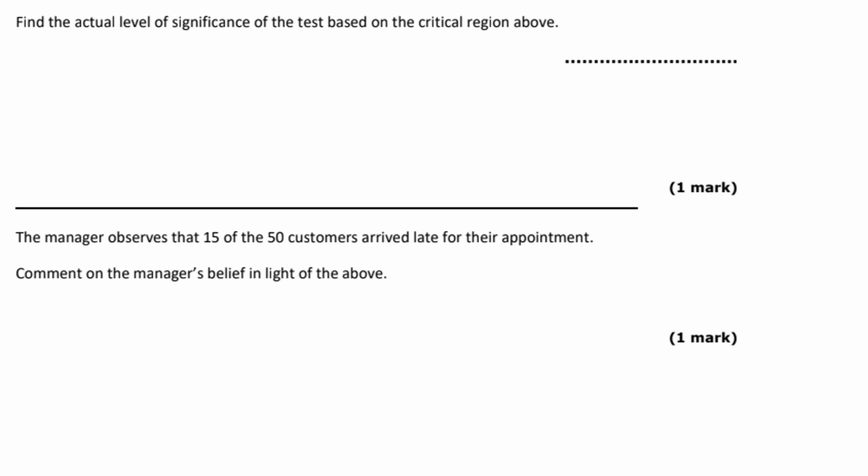The actual level of significance is just the two values that we've calculated added together. So that's 0.0052 plus 0.0245, and that comes to 0.0297. So it's not near the 5%, but that is the actual level of significance.